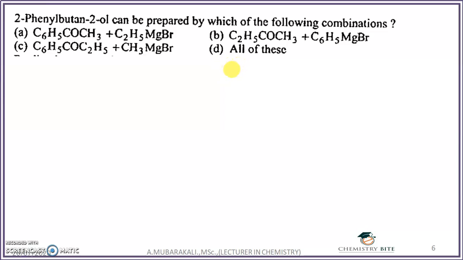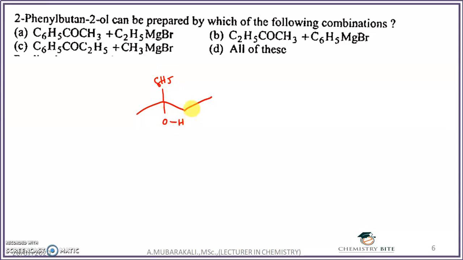First I have to write the structure of 2-phenyl butan-2-ol. The root word is but, that means it has 4 carbon atoms, and on the second carbon atom it has the phenyl, so I will write C6H5, and again on the second carbon atom it has the OH.